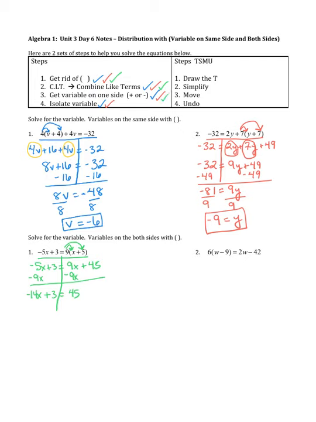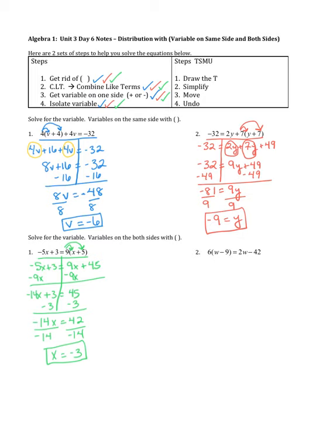Now I'm going to isolate the variable. I'm going to erase my mark because I was wrong. I'm going to subtract 3 from both sides. Negative 14x equals 42. Divide both sides by negative 14. And x equals negative 3. I've done all the steps.